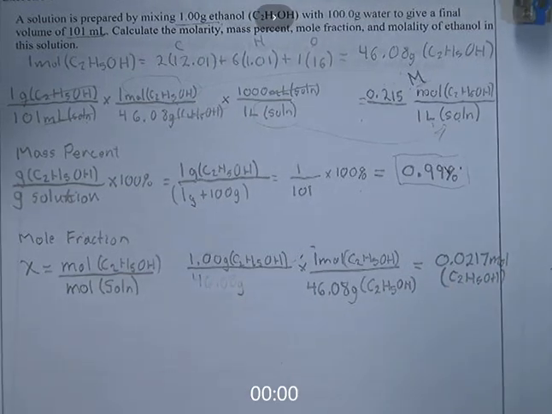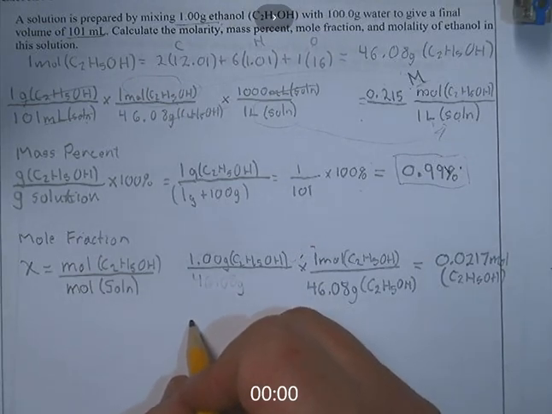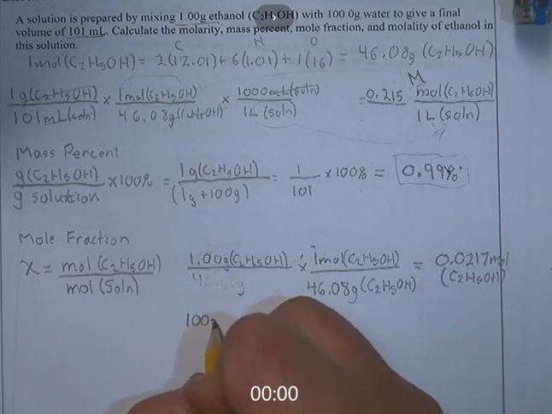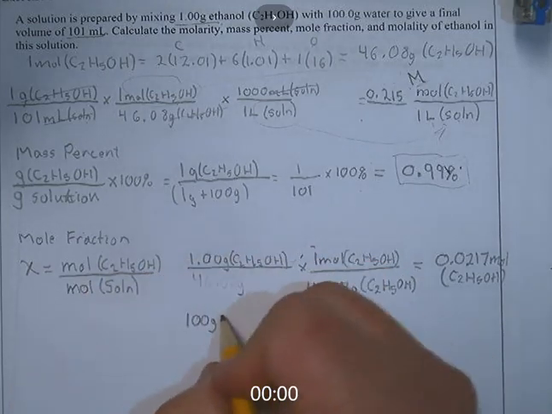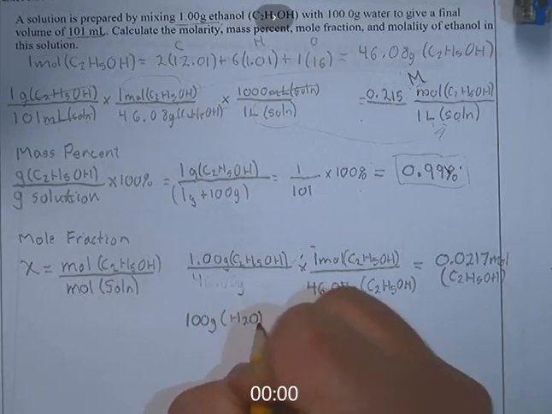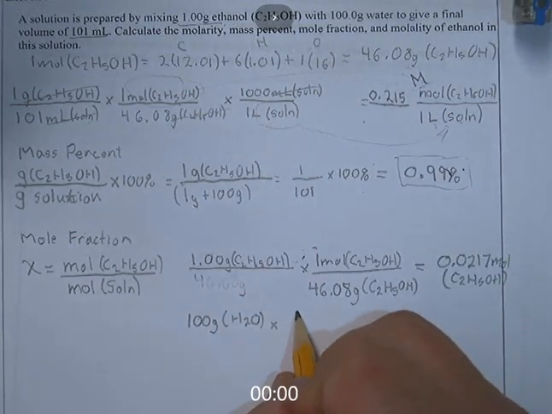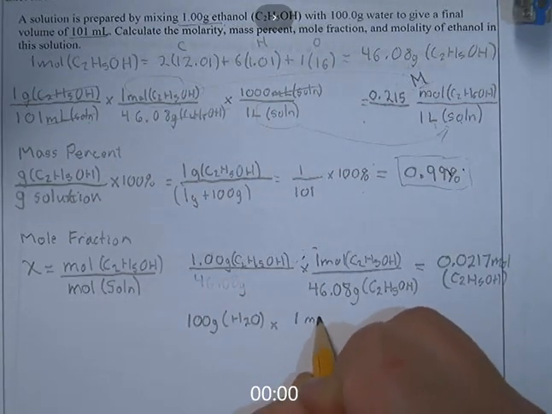Okay, now we have to do the same thing for water. So we have 100 grams of water. Remember, we're trying to find moles over moles, so we kind of have to do these steps first. Times the molar mass of water. I didn't compute that at the top, but you've done that a lot of times in class.